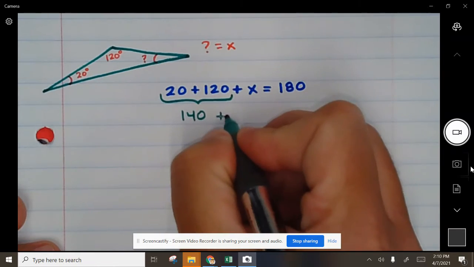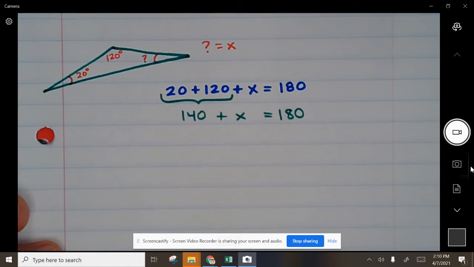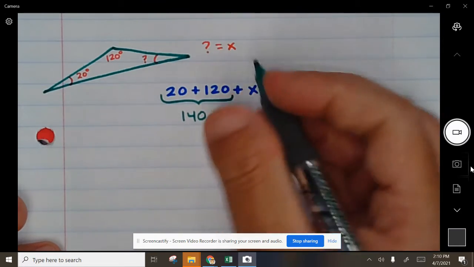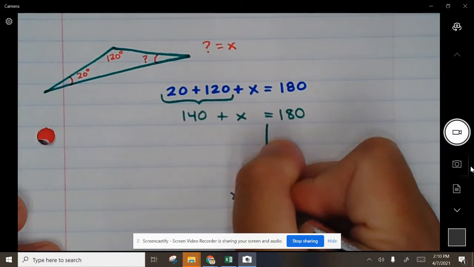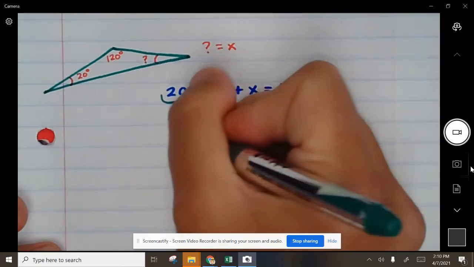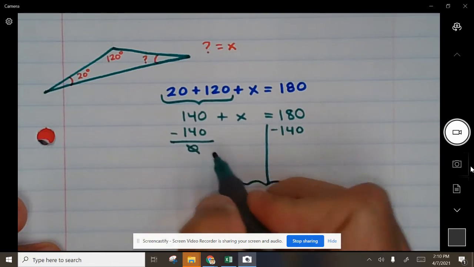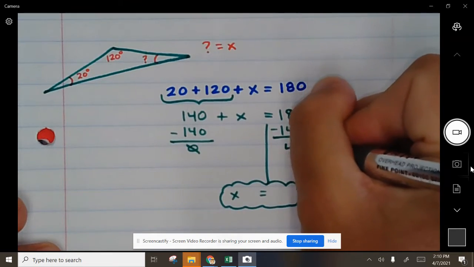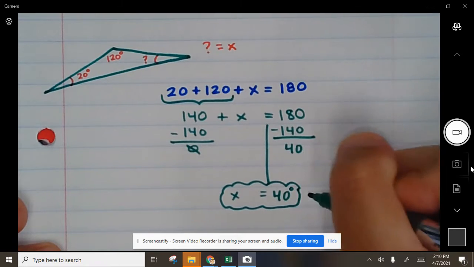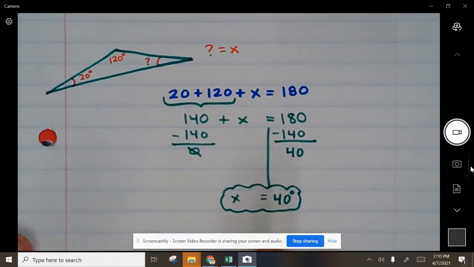140 plus X equals 180. And then to get this by itself, you have to use your equation skills. I want to get X all alone, right? To get X all alone, you have to subtract 140 from both sides. And what do you get? 40 degrees. Not too difficult, but they do get more challenging with this variable. The equations are going to change up a little bit.